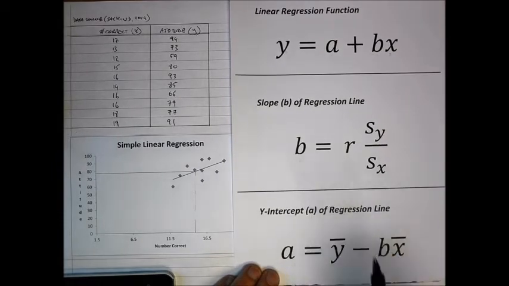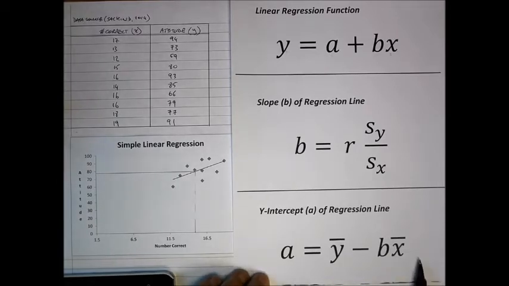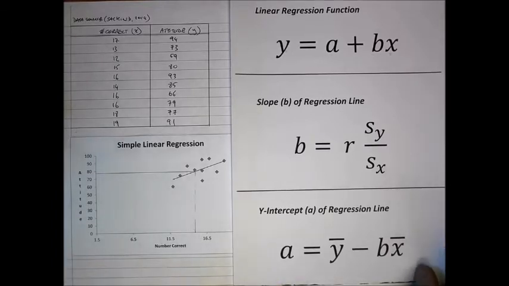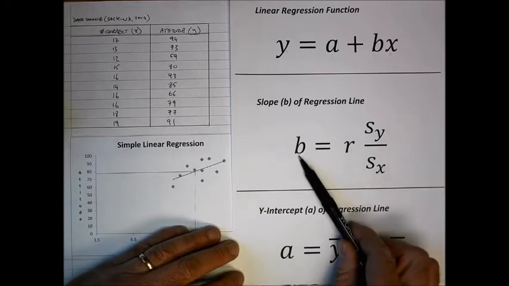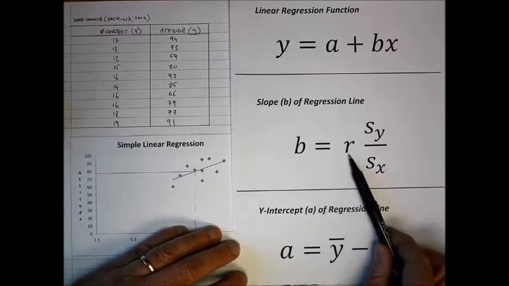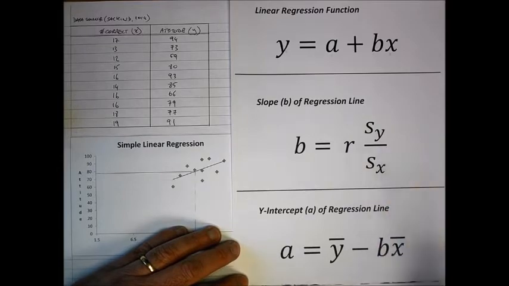Once you know the slope of the line, you can then calculate the Y-intercept. It's designated by the letter A, and that's equal to the mean of the Y sample minus the slope times the mean of the X sample. So once you know B, the slope, calculating the Y-intercept is relatively straightforward. The order in which I'm going to do things is, first of all, to determine the slope of the line B using Pearson's correlation coefficient and the two standard deviations.